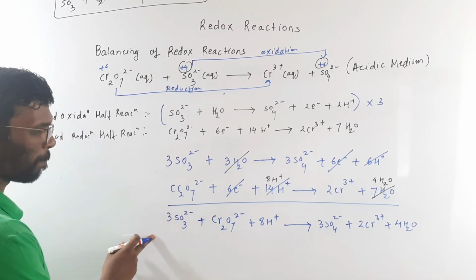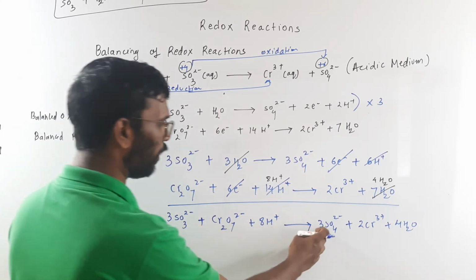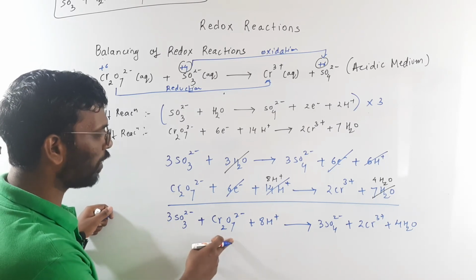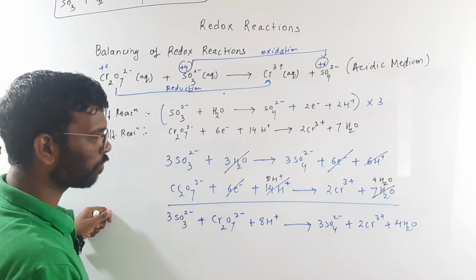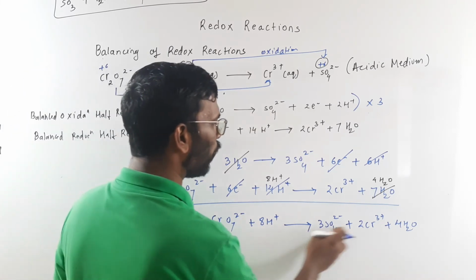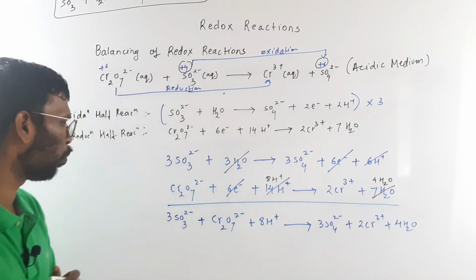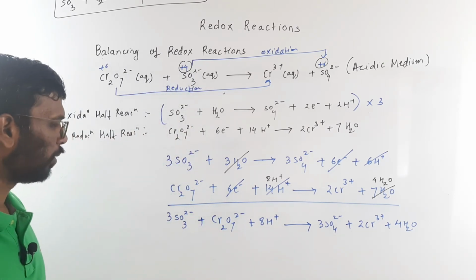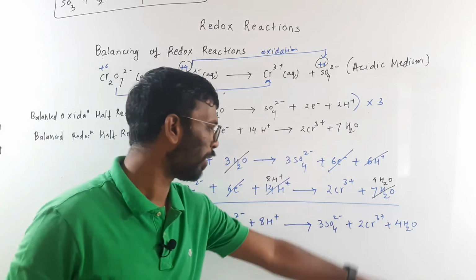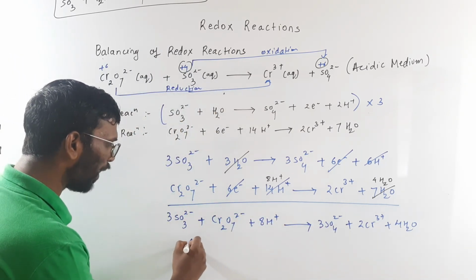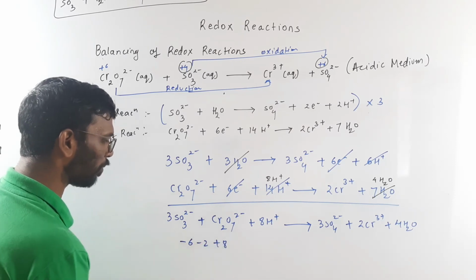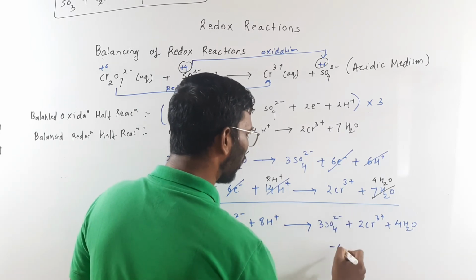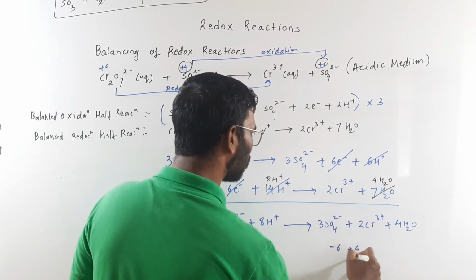So 3 sulfur. Oxygens, how many? 3 threes are 9, and 7, 16, right? So 3 fours are 12 and 4 oxygen, 16 oxygen. Chromium, 2 chromium, right? Hydrogens, 8 hydrogens and the 8 hydrogens. Charges, this side it is -6, -2, +8. The charge is 0. This side it is 3 into -2, -6, 2 into +3, +6, 0.